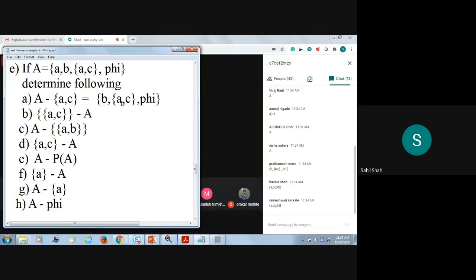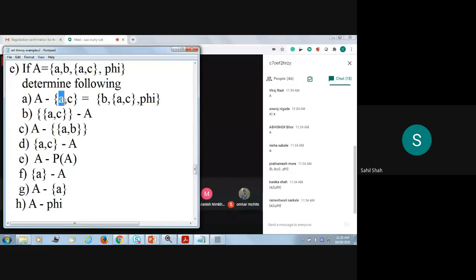What do we mean by difference? We have to take all those elements which are exclusively present in the left hand side set. At the same time, they must not be available in the right hand side set. If I do the comparison, this element A is present here, so I cannot consider A in my final output. That is the reason why we are not taking A in the final output. A is common. We have to take exclusive elements present in the left hand side set, those that are not shared with the right hand side set.